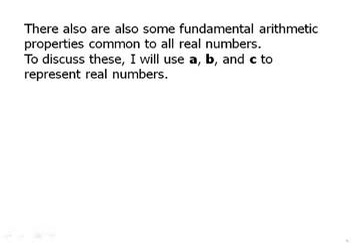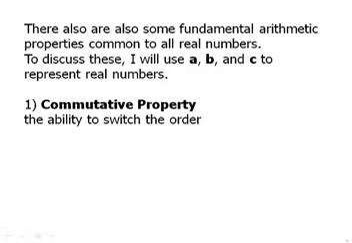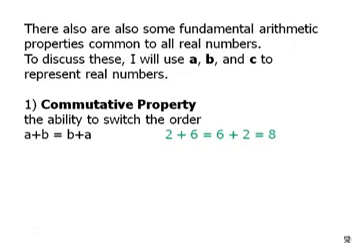There are also some fundamental arithmetic properties common to all real numbers. To discuss these, I will use A, B, and C to represent real numbers. You don't need to know the names of the properties. All you need to know are the properties themselves. The first one is the commutative property, the ability to switch the order. So, for example, we can switch the order of addition. A plus B equals B plus A. Doesn't matter which order we do it in, we get the same answer.